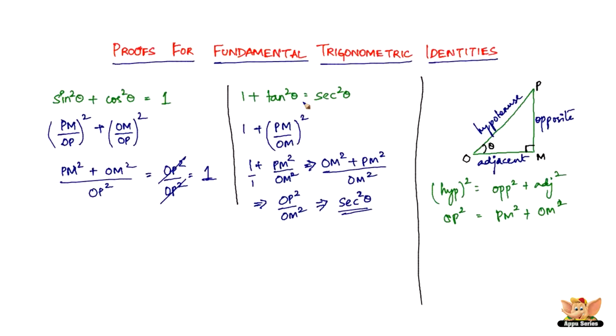You can also write this identity as, push the tan square theta to the right hand side, and then you get secant square theta minus tan square theta equals 1. That is also another possibility. I suggest that you try that out for practice after this video. Alright, now that we are done with the second one, let us quickly go to the last and final fundamental trigonometric identity, and we'll see how that is there.